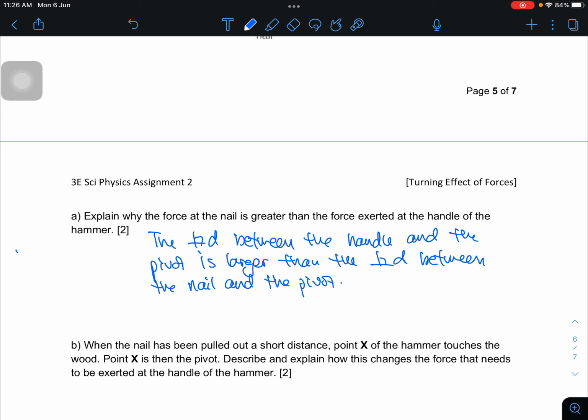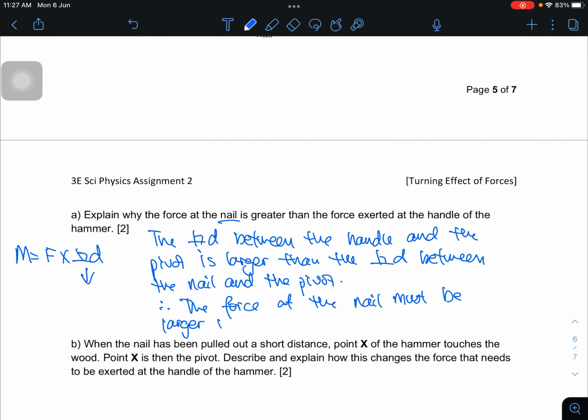Okay, larger perpendicular distance. So write this down again so that we can have a clearer understanding. So what if the perpendicular distance is, okay, so we are talking in terms of the nail, right? So what if the perpendicular distance is smaller? All right, so therefore the force at the nail must be larger than the force at the handle to create the same moment.